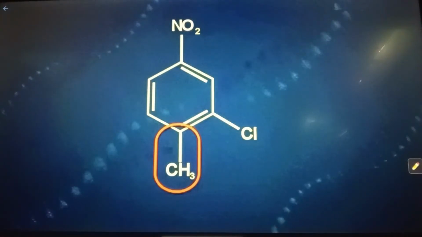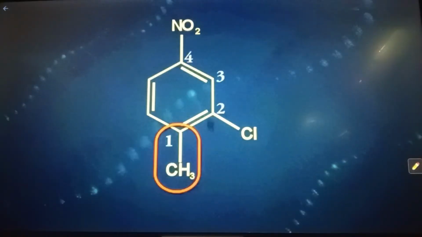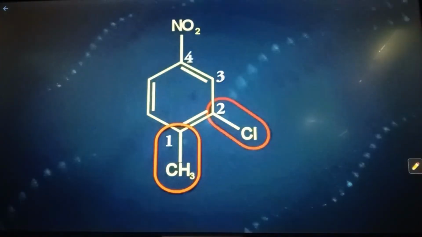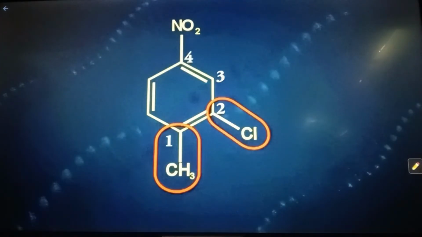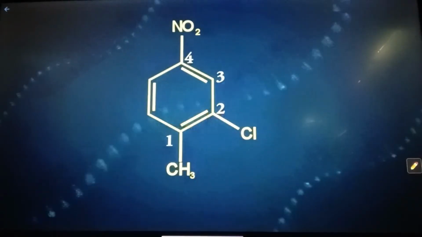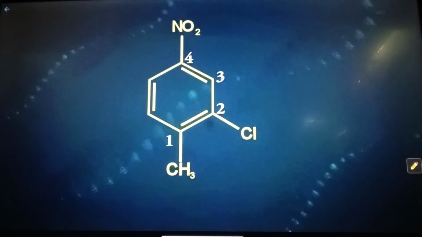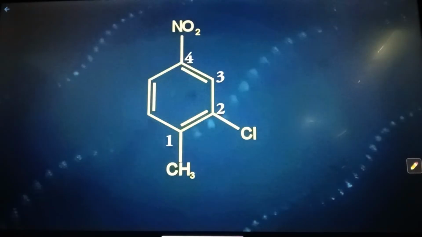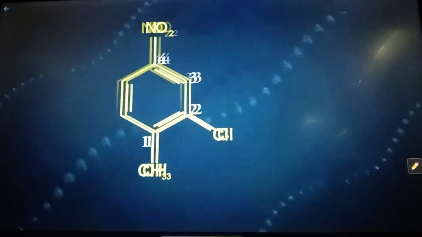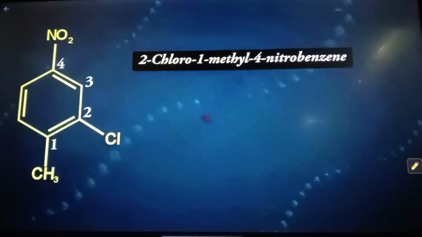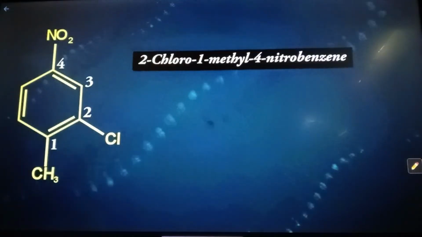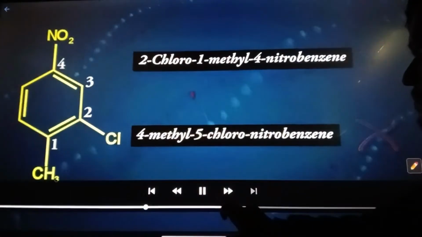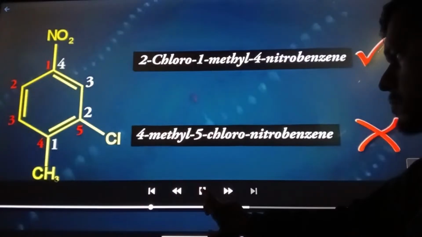Substituent of the base compound is assigned number 1, and then the direction of numbering is chosen such that the next substituent gets the lowest number. The substituent appears in the name in alphabetical order. In this case, the name of the compound will be 2-chloro, 1-methyl, 4-nitrobenzene, and not 4-methyl, 5-chloronitrobenzene.